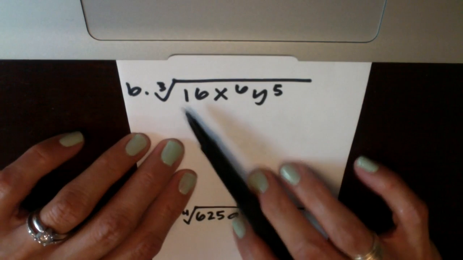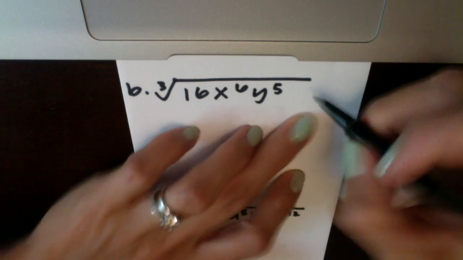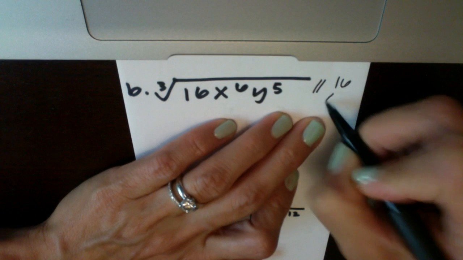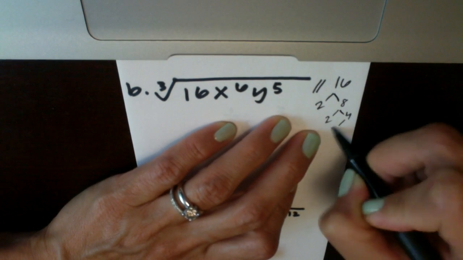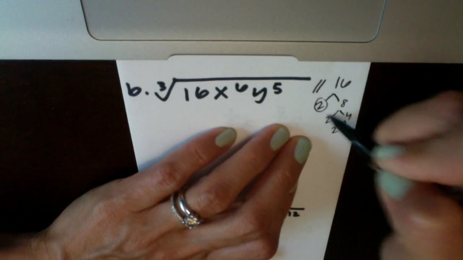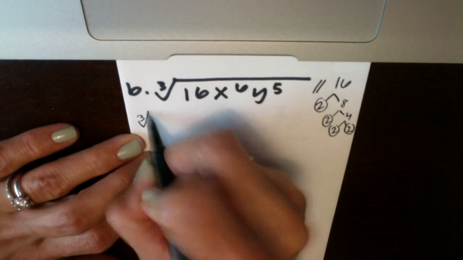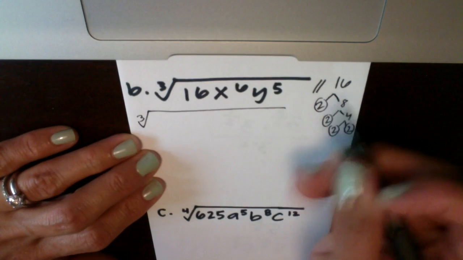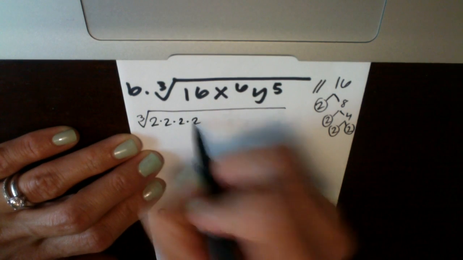This is the cube root of 16x to the 6th y to the 5th. So again, if you need to break it down, because that helps you, we would break 16 into 2 and 8, 2 and 4, 2 and 2. So you can see all the broken down factors. So cube root, and again 16 was 2 to the 4th.